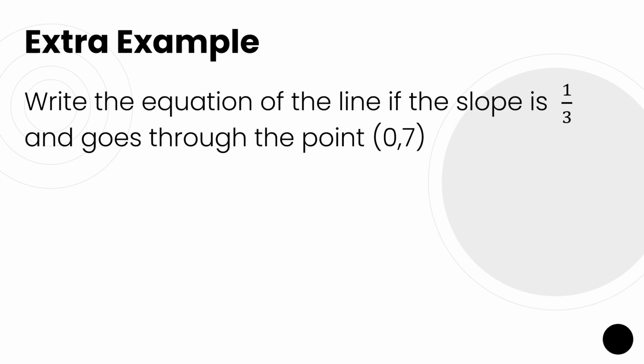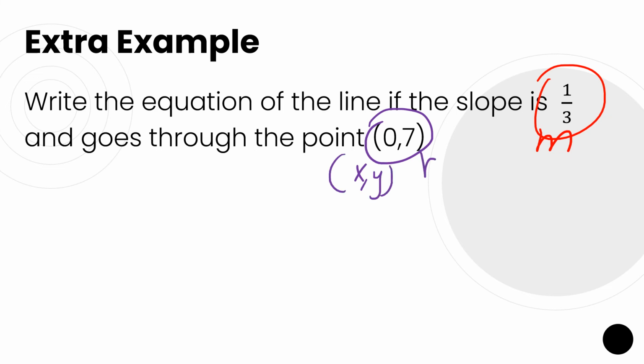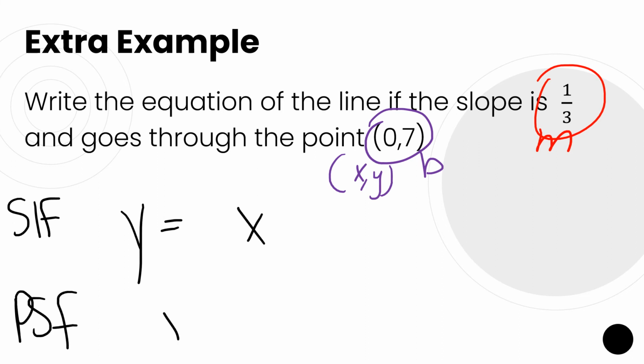Let's review using this example. I'm given a slope of 1/3, and I'm given this point, but if I take a look, this could be my point, or because it's (0, 7), that means it's on the y-axis. It's also my b value. So I would accept two options. If you chose SIF, or you could choose PSF. Let me show you both.